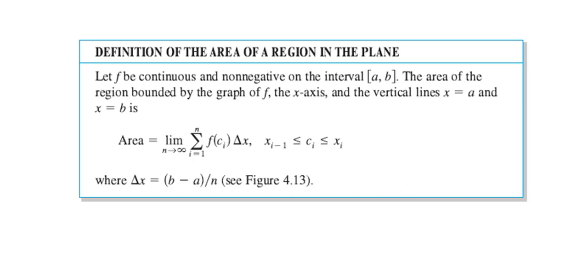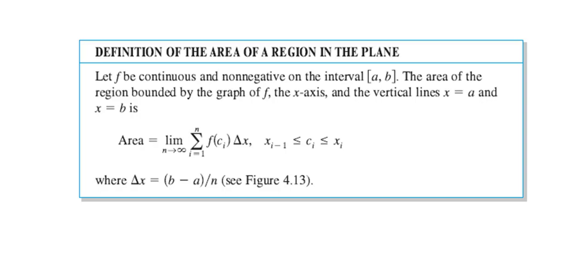So taking what we learned yesterday, we're going to have the definition of the area of a region in a plane, so area under a curve. Let f be continuous and non-negative on the closed interval a to b. The area of the region bound by the graph of f, the x-axis and the vertical lines a and b can be defined by area equals the limit as n goes to infinity, that means number of partitions or number of sub-intervals goes to infinity, of the sum of i equals 1 to n of f of c sub i.